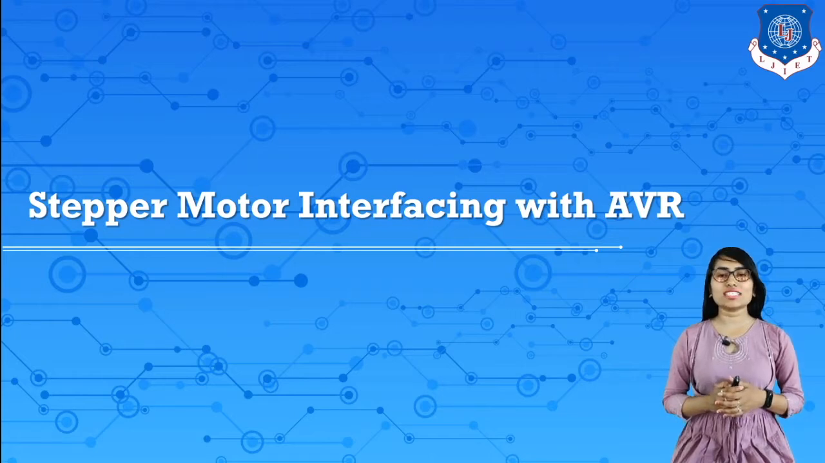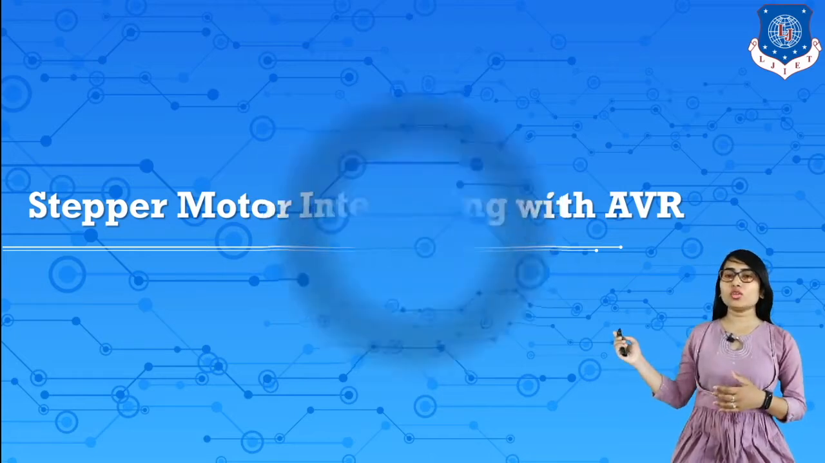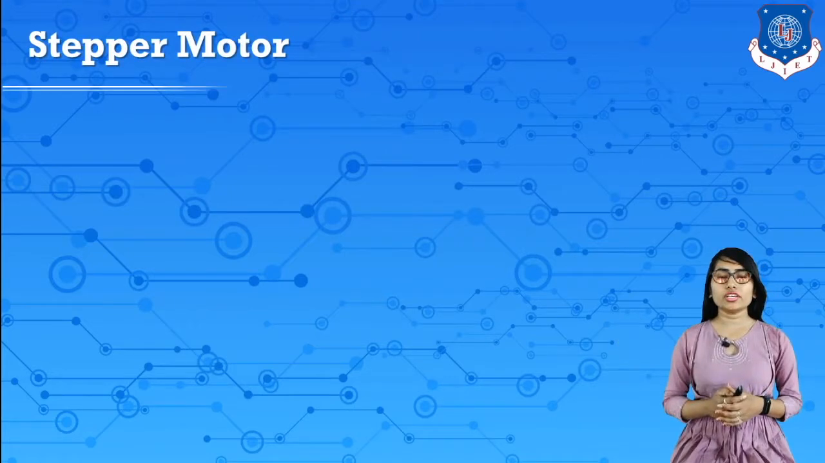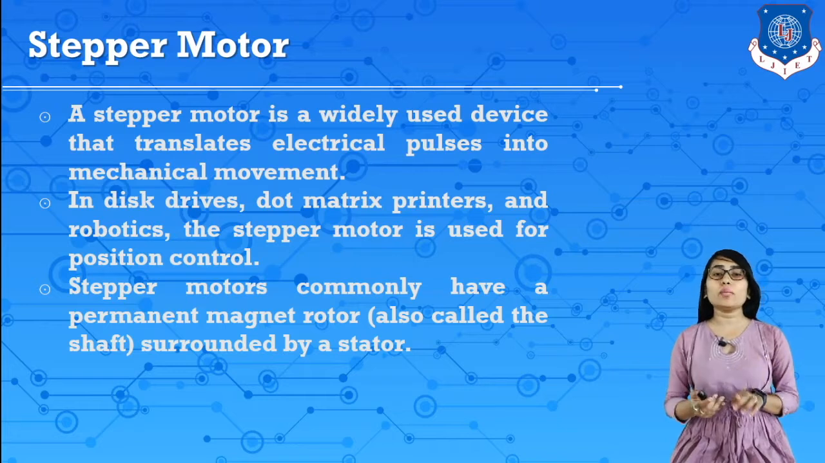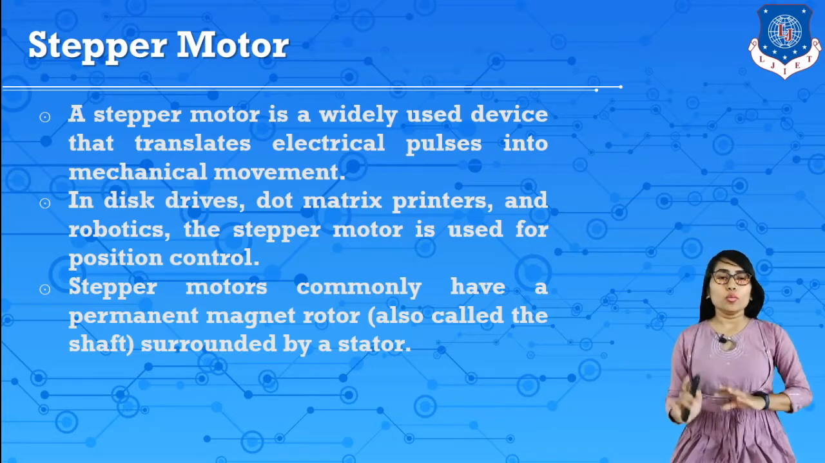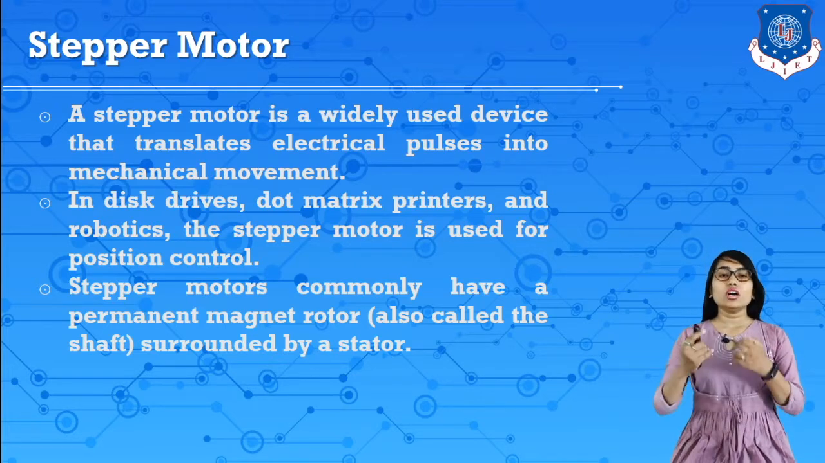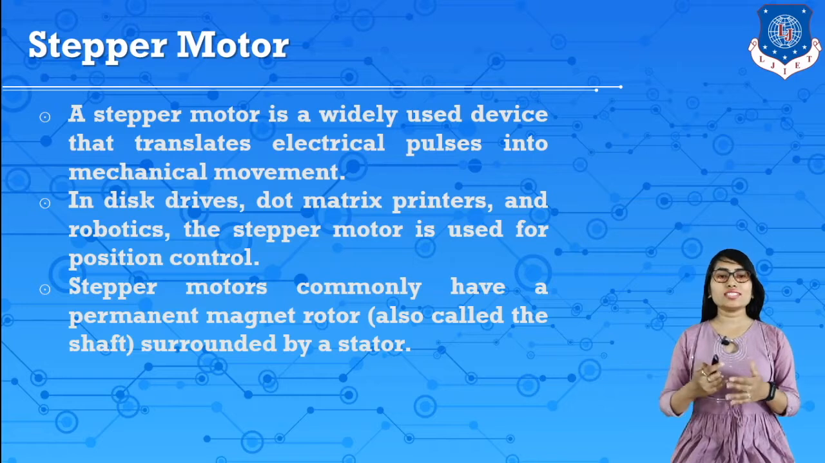Today we will discuss stepper motor interfacing with AVR. So let's start with what is a stepper motor. A stepper motor is a widely used device that translates electrical pulses into mechanical movement, in disk drives, dot matrix printers and robotics. The stepper motor is widely used for position control.